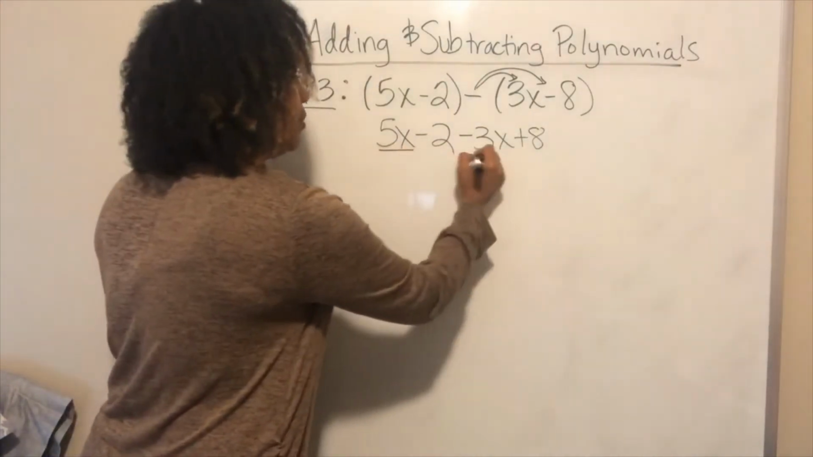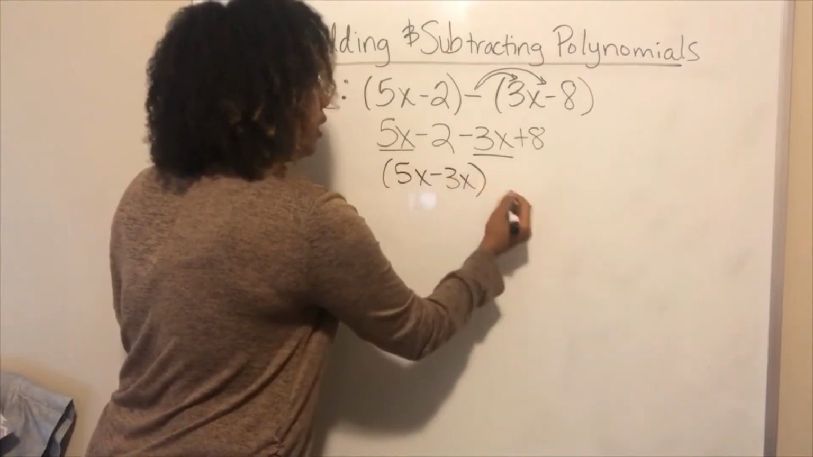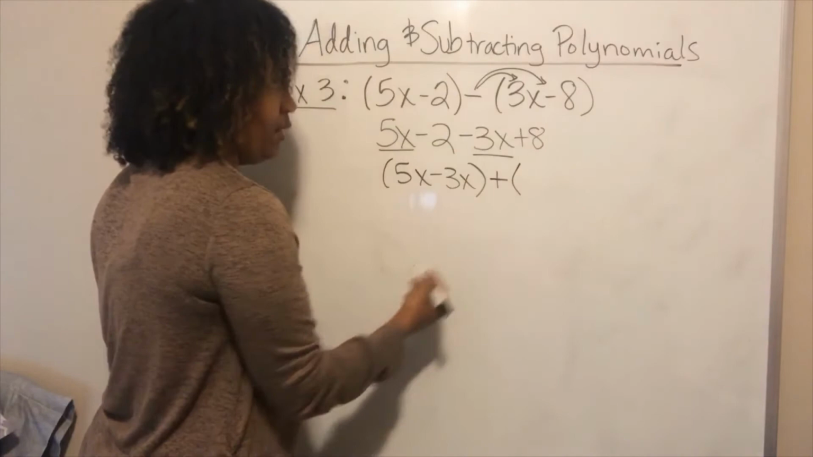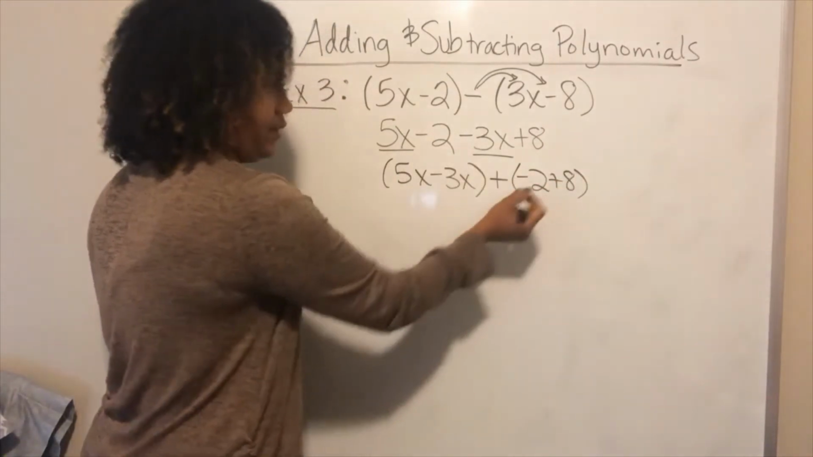So 5x and minus 3x are alike, so I will put those together. And then I'll put a plus sign because I'm adding now since I distributed the negative. And then this negative 2 plus 8 is alike. So this negative stays in front of that 2.